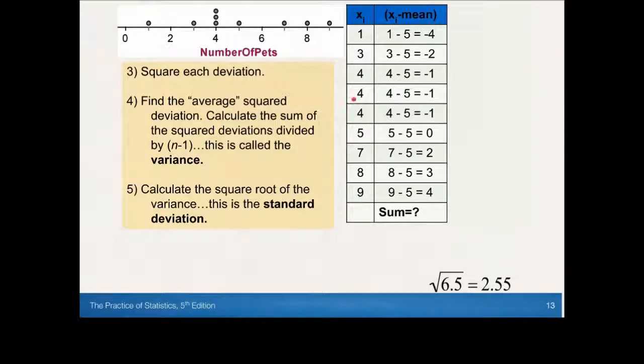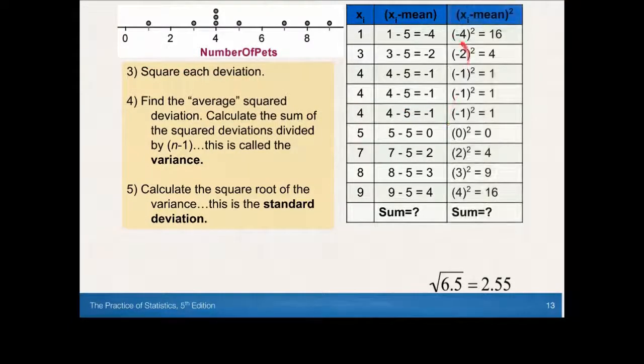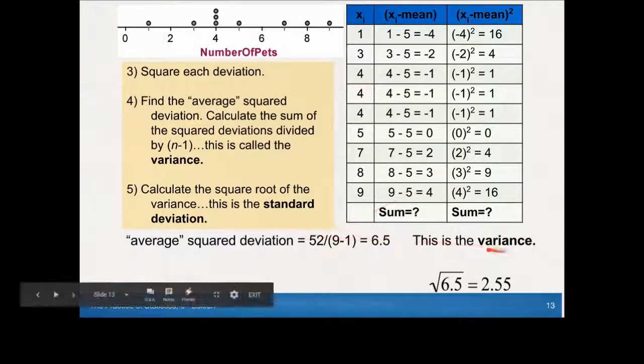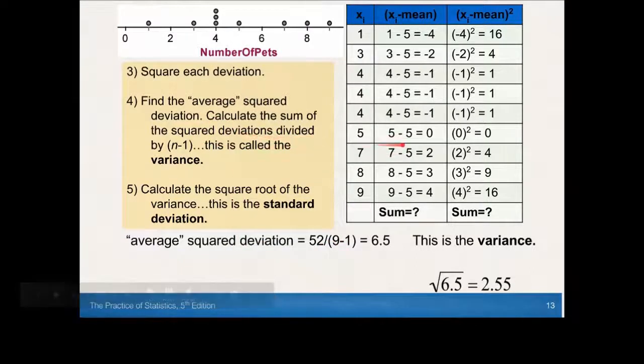We square each deviation, so we take that -4 and square it. We then find the average of the squared deviations. So we're going to add up these numbers, 20, 21, all the way to the end, and divide by the number of numbers. And that will get what we call the variance. The variance is a number, so we take 52 divided by, not the number, but by the number minus 1.